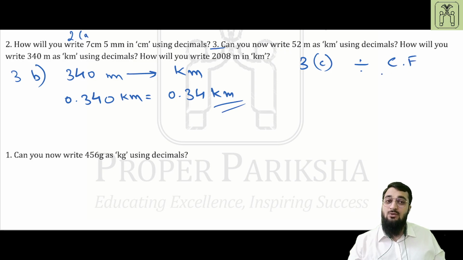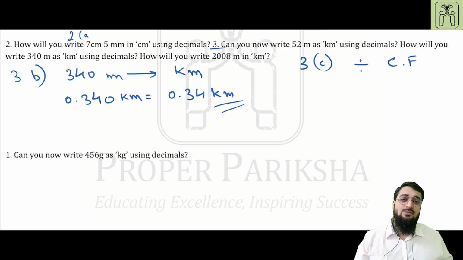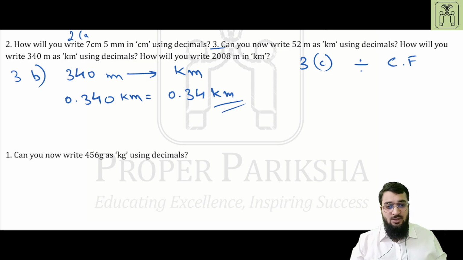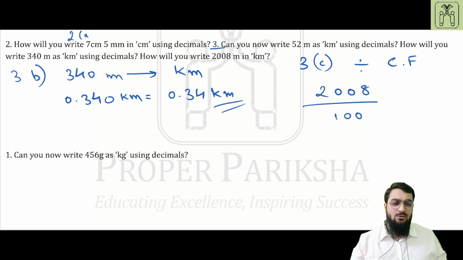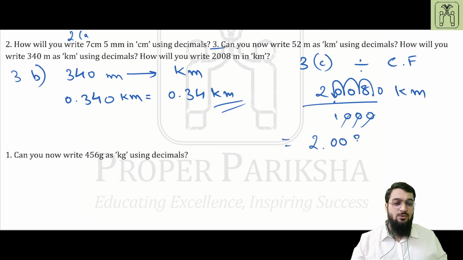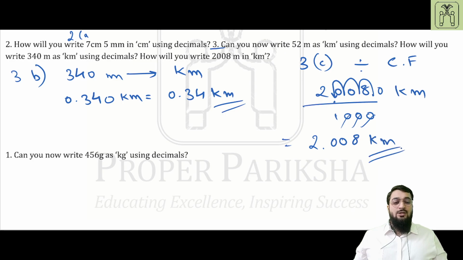What is the conversion factor? We have already seen that the conversion factor is 1000. 1000 meter create 1 kilometer. Therefore, we will divide 2008 with 1000 and the meter will be replaced with kilometer. And three zeros, so decimal over here, a zero over here for easiness, three jumps on the left, new decimal point over here. All the zeros have been cancelled. Therefore, the answer is 2.0080, or you can just remove this zero. So the answer will be 2.008 kilometers, which is equal to 2008 meters.